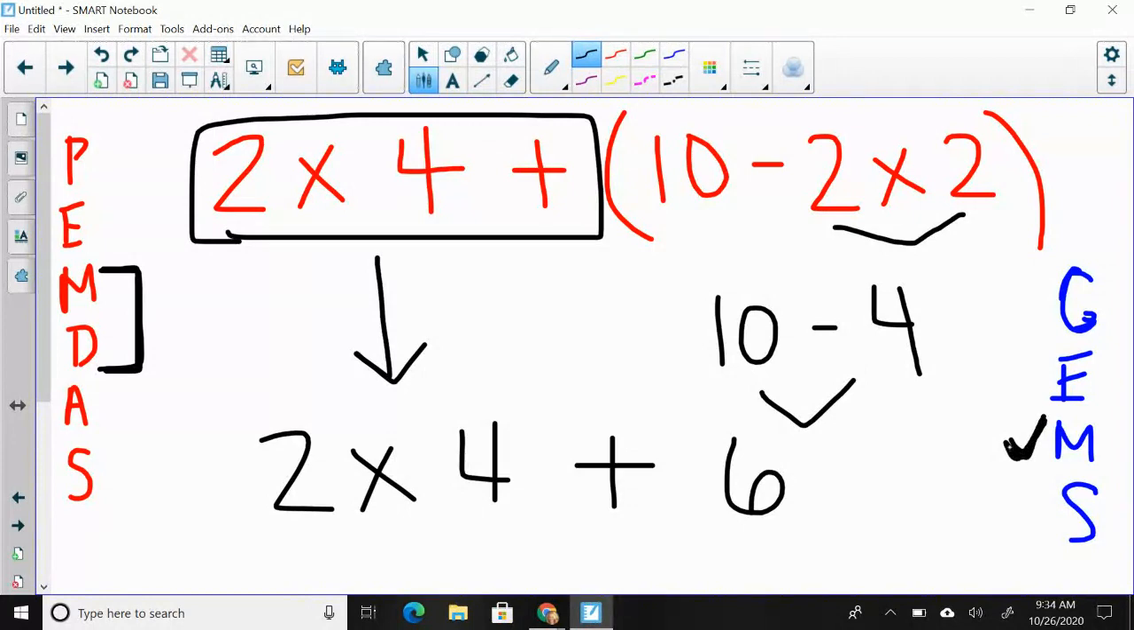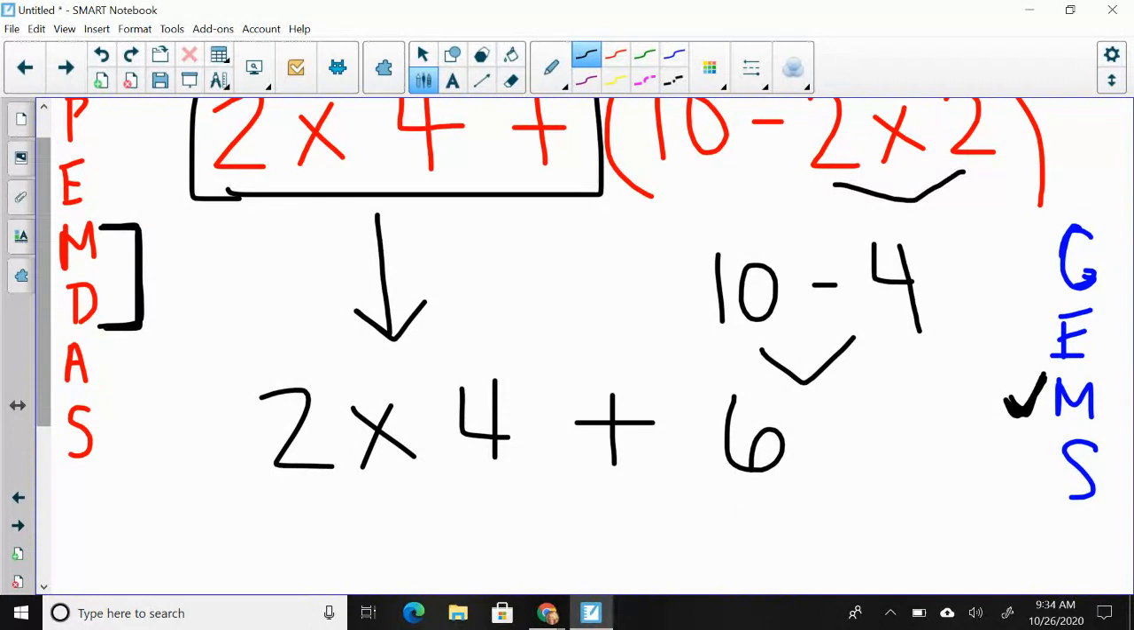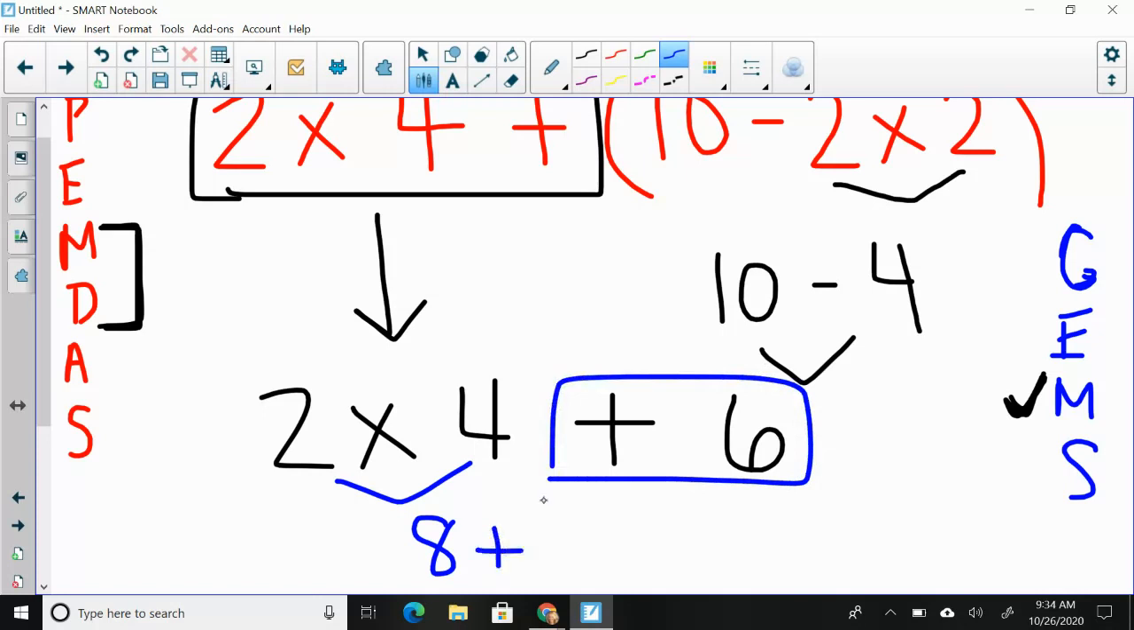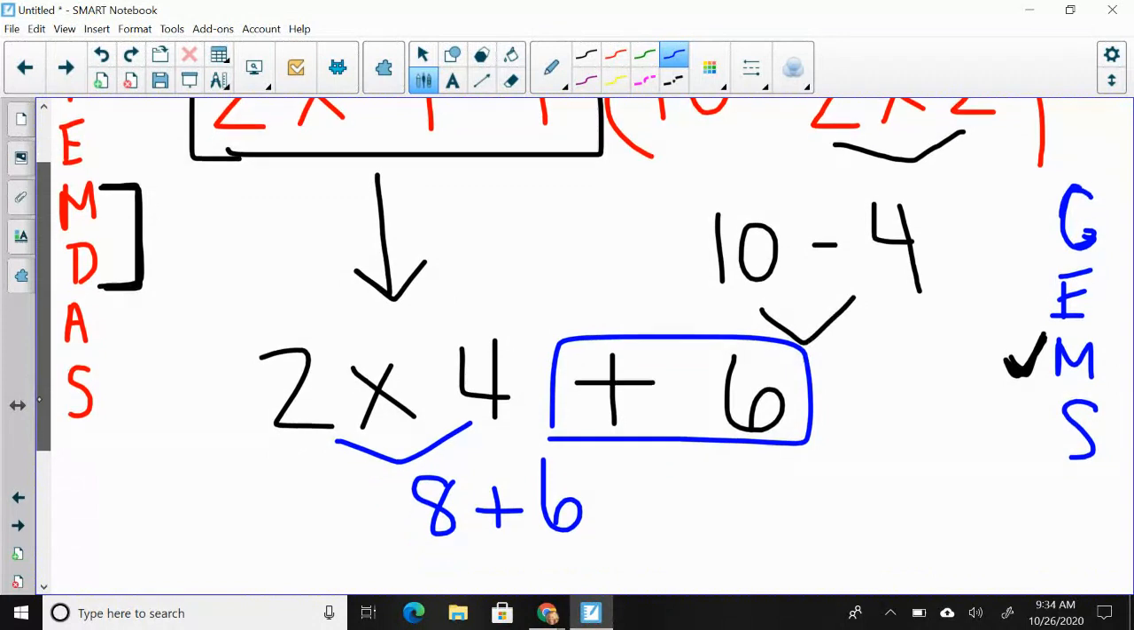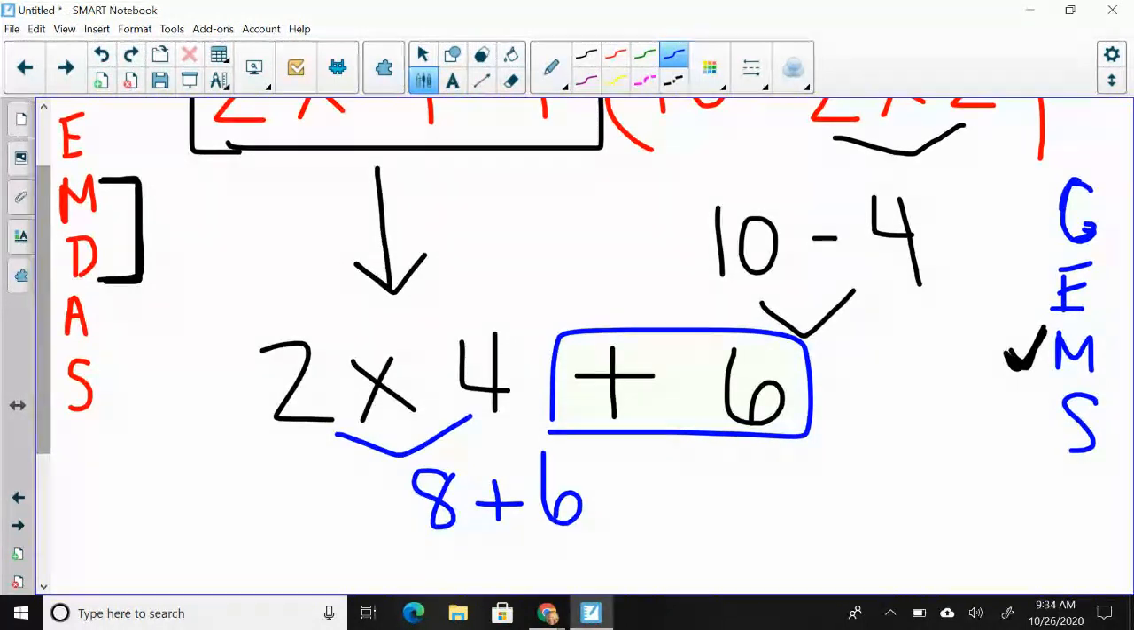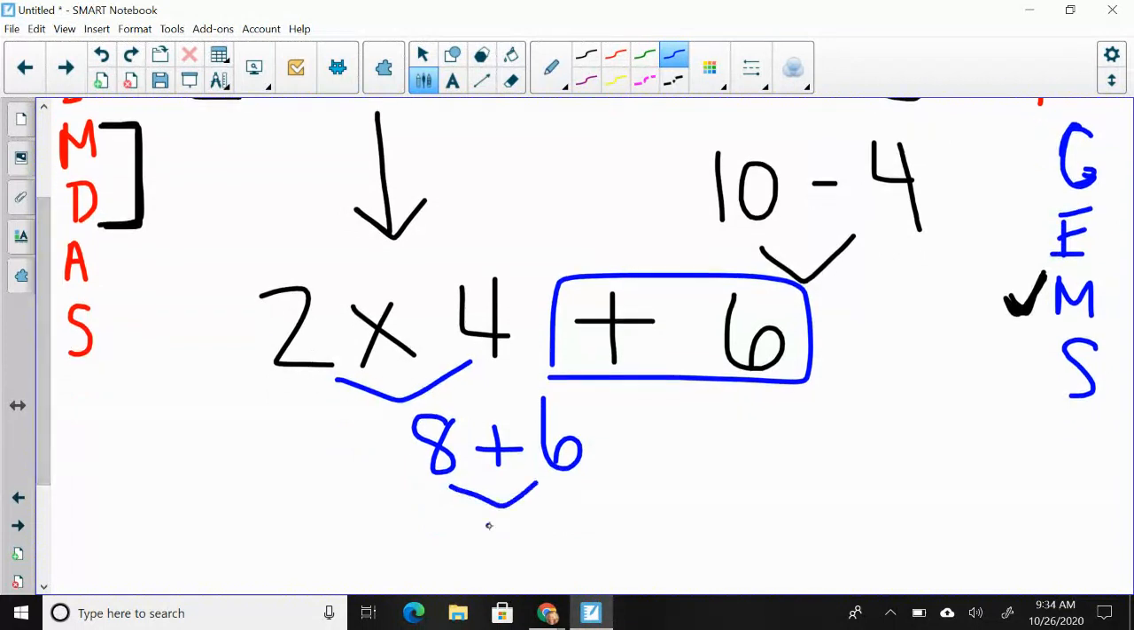So in this case, I'm going to slide this down just a tad. I would have 2 times 4, which is 8. Okay, and then I would bring down all of this that I haven't used. And 8 plus 6, I'm obviously left with just one operation. So my answer in this case would be 14. Okay, 14. All right, so 2 different ways that you can think about this: PEMDAS or GEMS.